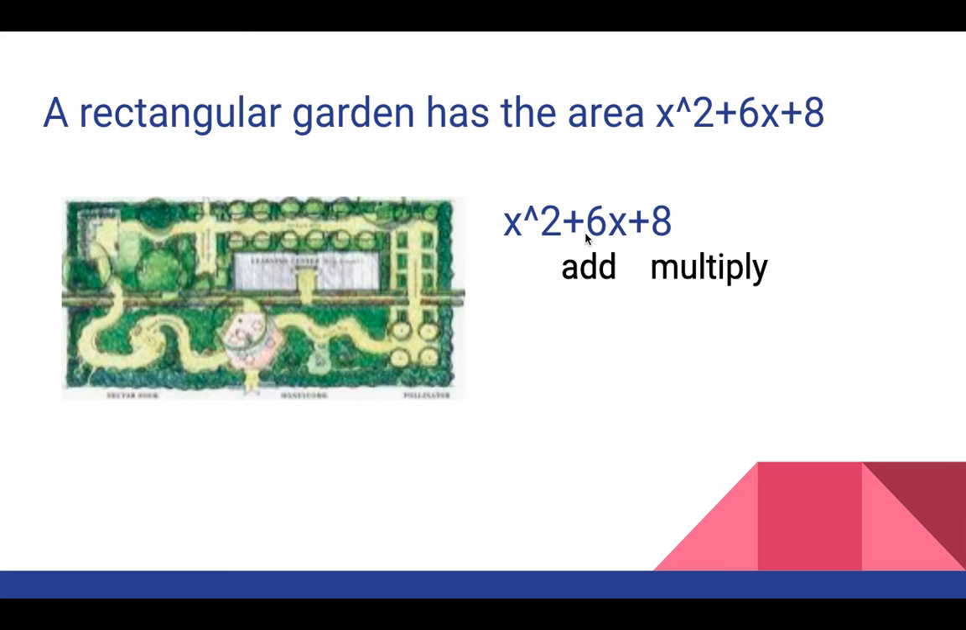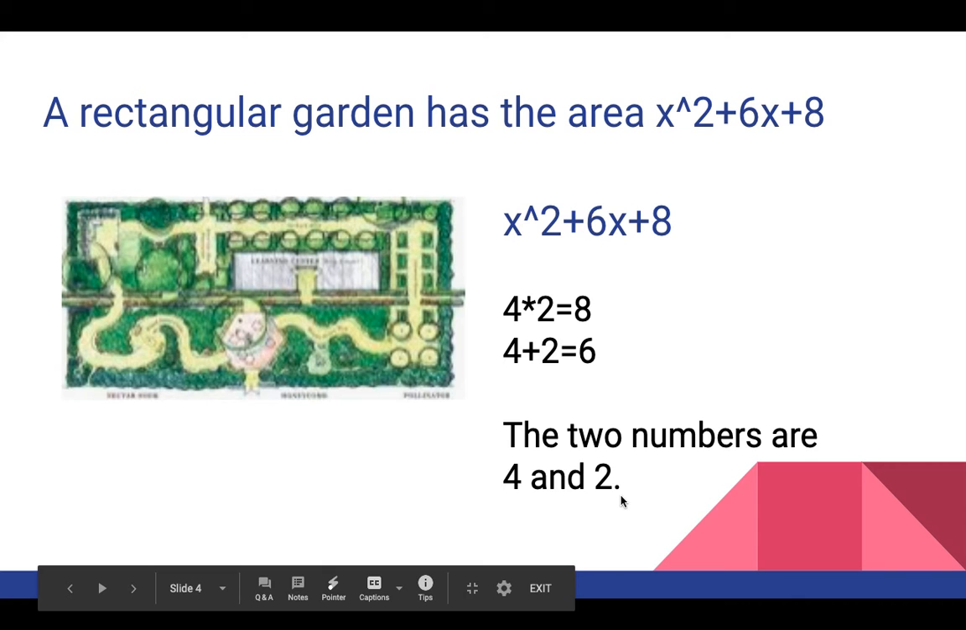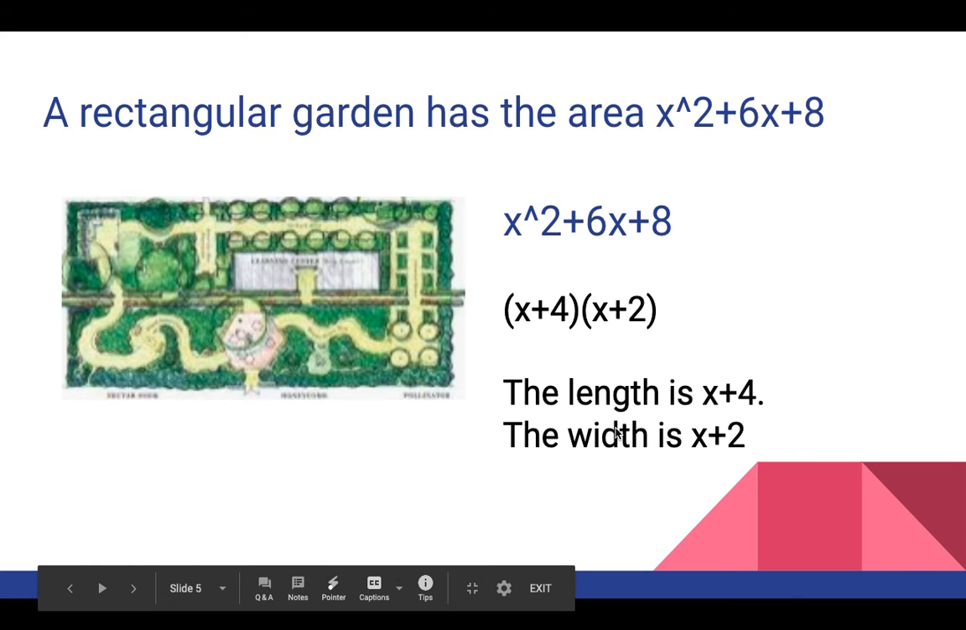So I would think 2 and 4. 2 and 4 multiplies to 8 and adds to 6. So let's check. 4 times 2 is equal to 8, and 4 plus 2 is equal to 6. So the two numbers are 4 and 2. So this is what we're going to do with the 4 and 2.